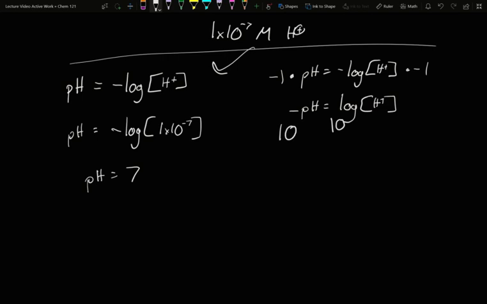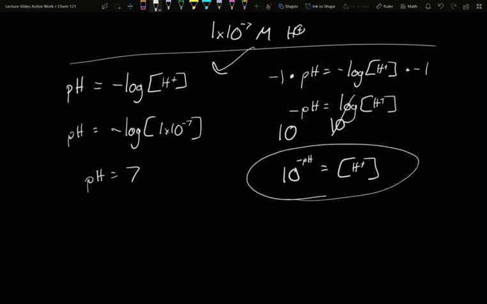If you turn both sides of those into the exponent of 10, you end up with 10 to the negative pH. Well, 10 and log are opposite commands. They cancel. And so if you ever have the pH and you want to know the concentration, it simplifies out to this. 10 to the negative pH is my H plus. And if I know my H plus, the negative log gives me my pH. So here's how we can manipulate them.